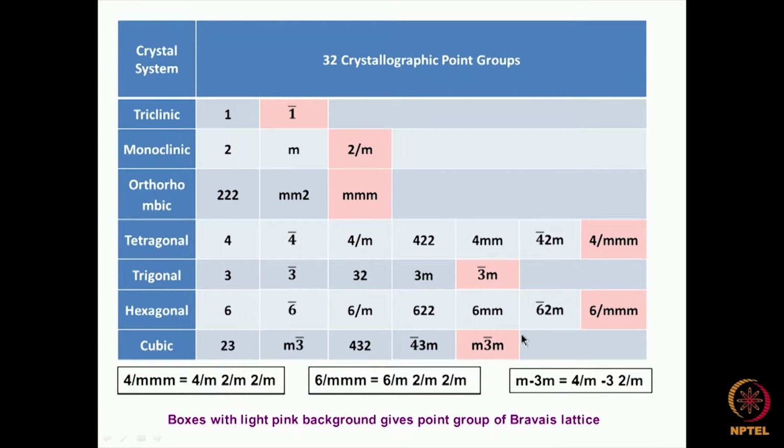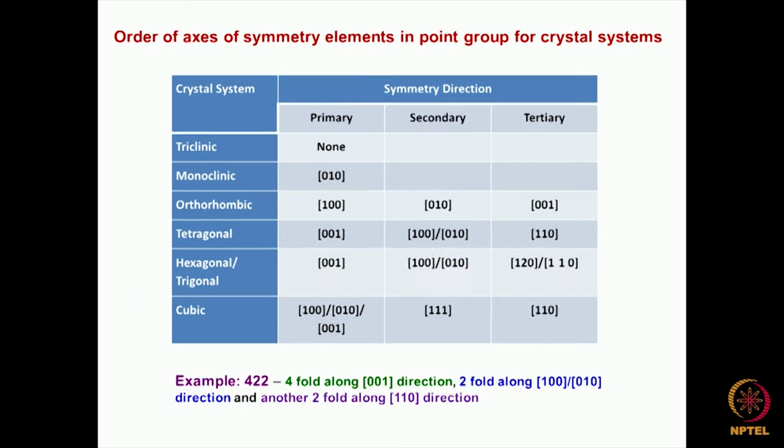Then the next question is, what is the convention which is being used to represent these symbols? Is there any convention being followed? Otherwise, in triclinic we use only 1, in monoclinic we use 2. Here 3 symbols are being used, indicating the directions along which these symmetry operations are performed. That is given in this slide.